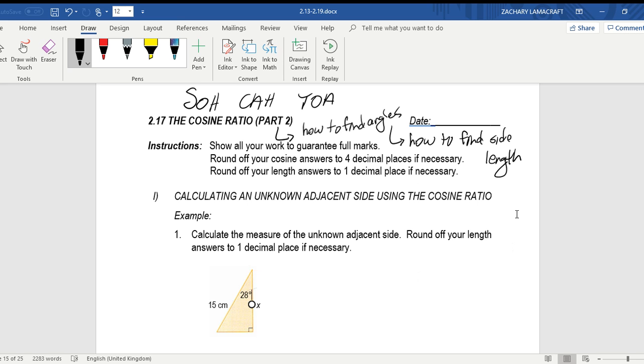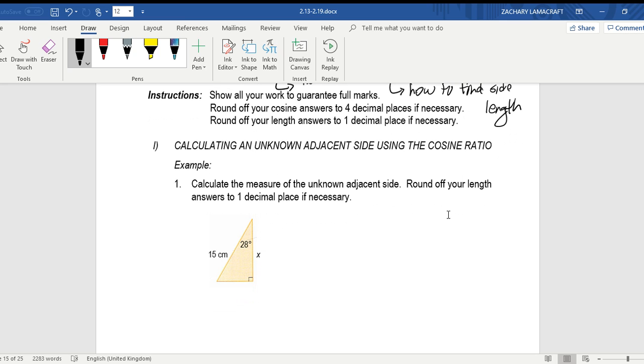So the instructions are as follows. Make sure that you show all your work to guarantee full marks. You round off your cosine answers to 4 decimal places if necessary, and then you round off your answers to 1 decimal place if necessary.